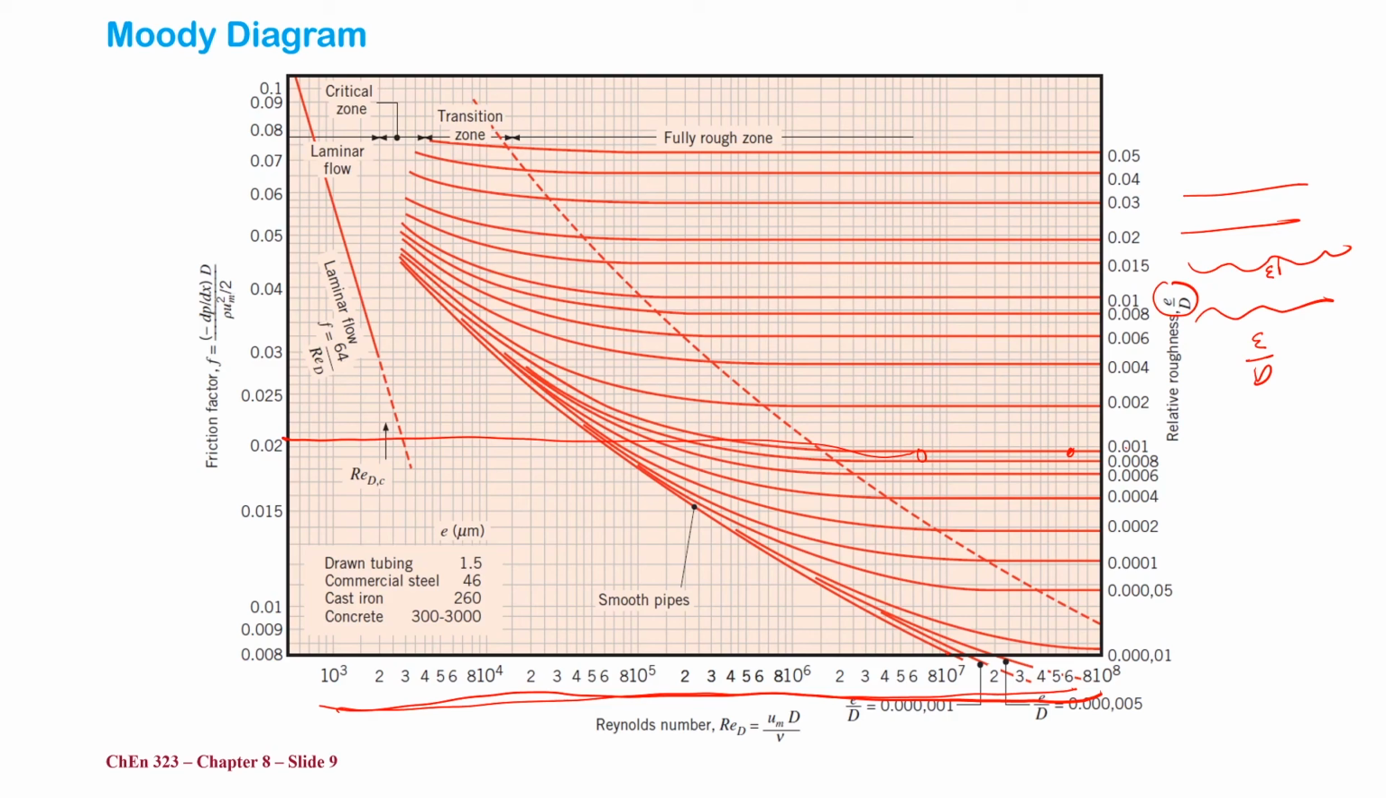After you have the friction factor, if you want to calculate the pressure drop, the pressure drop is the friction factor multiplied by rho u squared over 2, times length over diameter. Okay? So if you want to calculate dp over L, instead of dp over dx, the pressure drop across a certain length, you just calculate the Fanning friction factor multiplied by rho velocity squared over 2, multiplied by length divided by d.